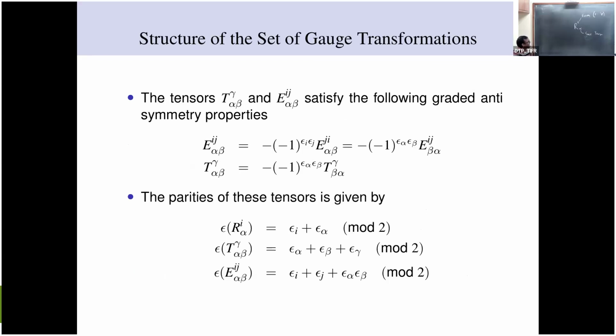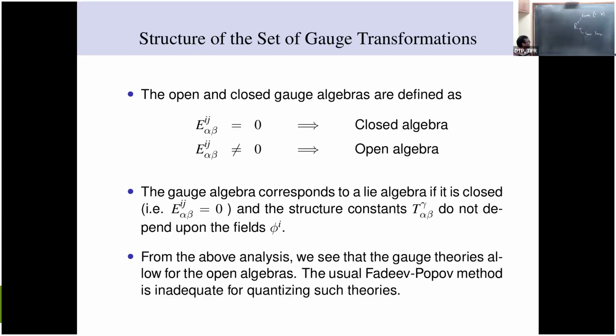Again, this T and E satisfy some anti-symmetry properties which you can work out from the original T which we have written down, and the parities of these you can also work out. These are not very important. What I want to show is, I will come to the punchline soon. So the open and closed algebras are defined in this way. If this E^ij alpha beta, the term proportional to the equation of motion, is 0, we call it closed algebra. But if it is not 0, we call it open algebra.